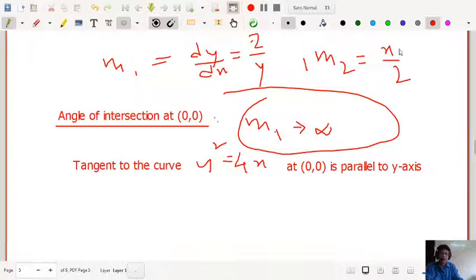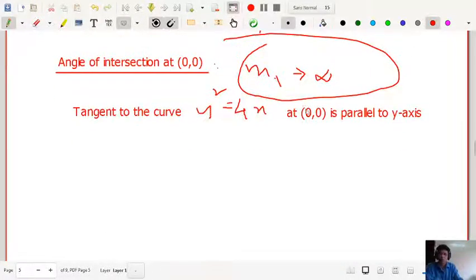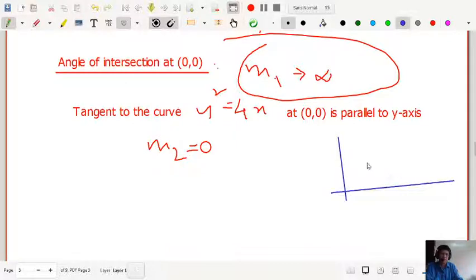If you substitute x equal to 0, it will be 0. So m2 is 0. The next slope is 0. So m2 is 0 means the tangent is parallel to the x-axis. Let me write down the axis. So this is the curve. If your tangent is parallel to the x-axis, look at that, the dy/dx is 0. This is parallel to the x-axis, so dy/dx is 0.